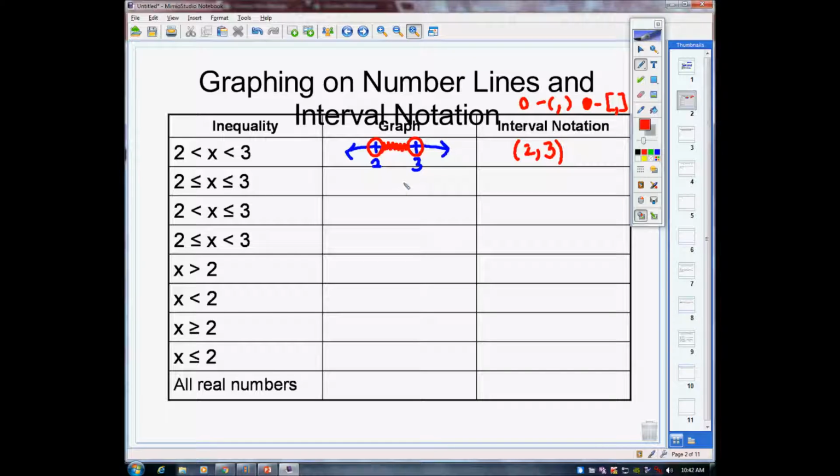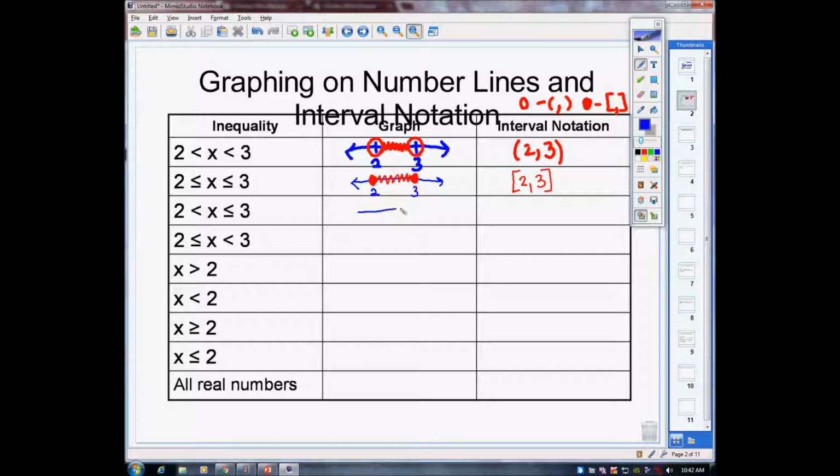Moving on to the next problem, I'm going to look at the number line again. Here's 2, here's 3. This time, however, these are equal to, so that means my circles are actually going to be closed, filled in, however you think about that, and then still shaded between. So it's going to look just like this, except for using parentheses with an open circle, I'm now going to use brackets because I have closed circles. And so now we are talking about the numbers between 2 and 3, including 2 and 3.